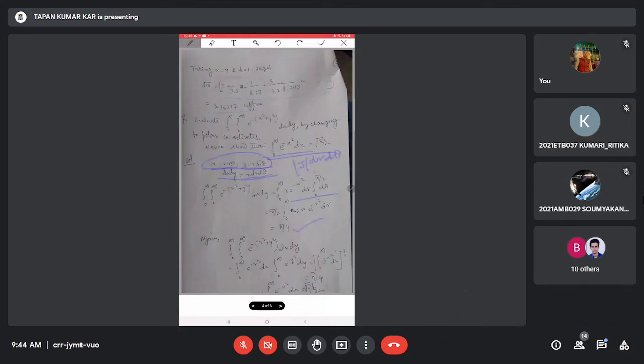And this is equal to pi by 4. So the integral from 0 to infinity of e to the power minus x square dx equals what? Root pi by 2.